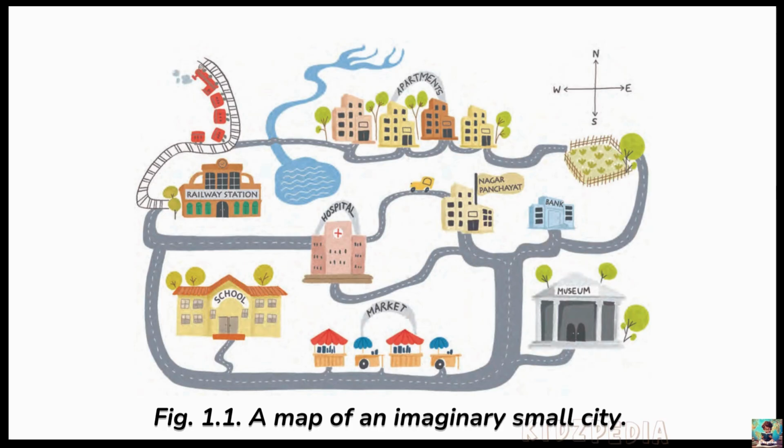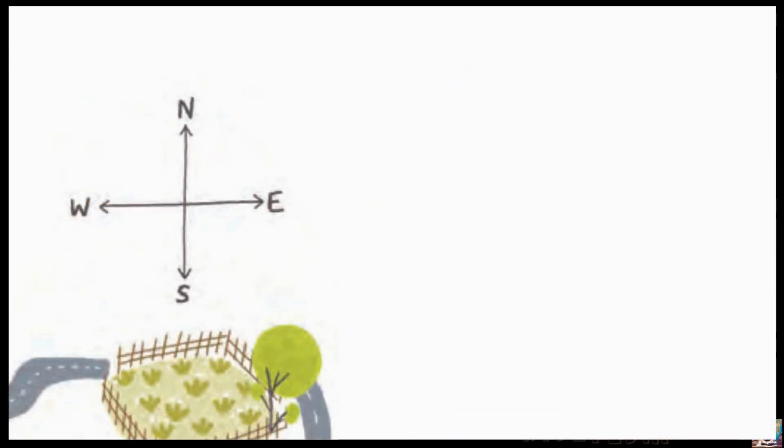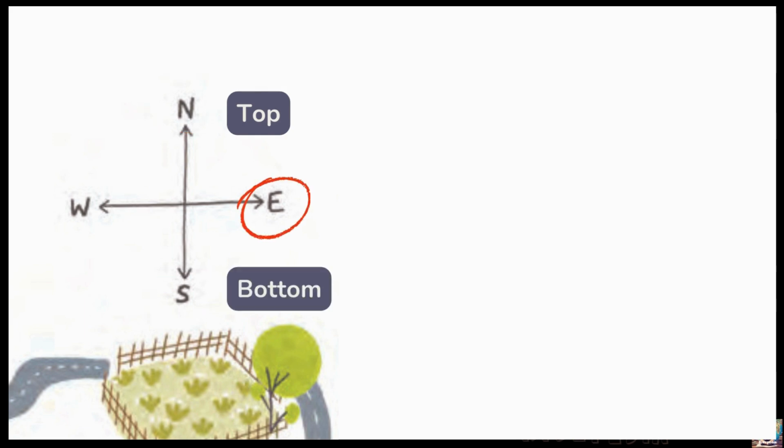Now, look at the top right corner of the map. Do you see those 4 arrows? They are very important. These arrows point to the 4 main directions. North, usually at the top. South, at the bottom. East, to the right. And west, to the left.